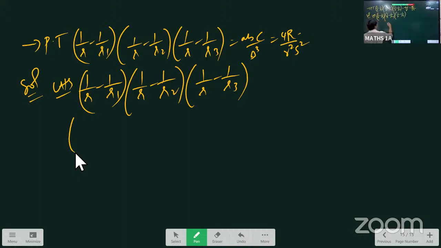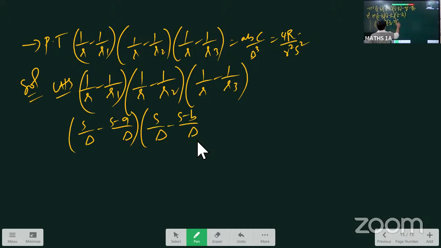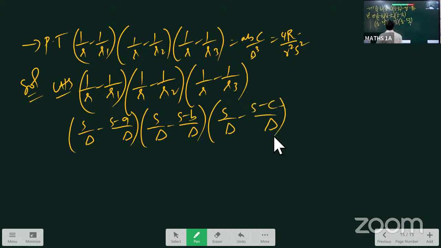So R means delta by S. 1 by R means S by delta. R1 means delta by S minus A, so S minus A by delta, reciprocal. Again, S by delta minus S minus B by delta, S by delta minus S minus C by delta.